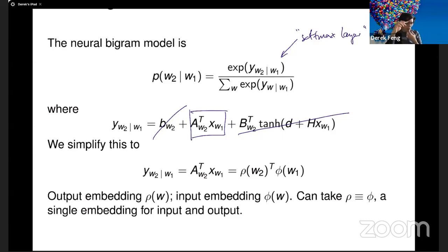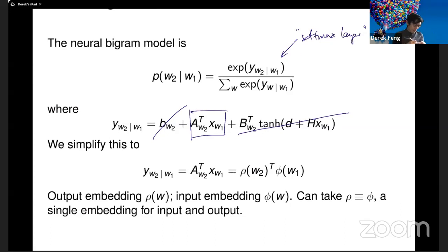So remember, what is y of w2 given w1? That's saying, what's the score I want to assign to guessing that word 2 follows word 1, right? So if I think word 2 follows word 1 very often, I'm going to give this a high score. And literally the way I'm going to assign that value is by taking an inner product between the word embeddings of word 2 and word 1.